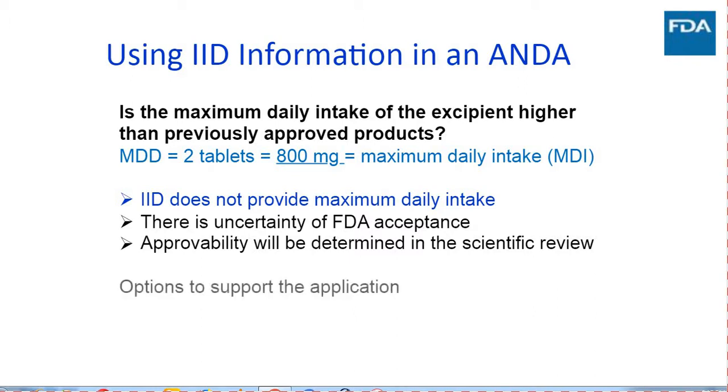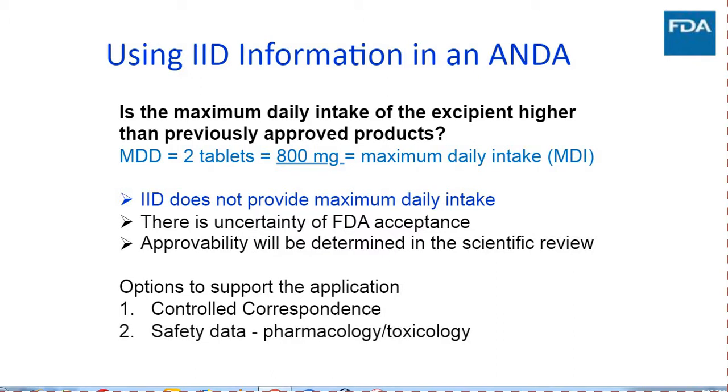So what are some of the options to support your drug application, since you really don't have the ability to know what the MDI is for the previously approved product? First, you can do a controlled correspondence, and this is pretty much what FDA has recommended for most people in the industry who are trying to find out this information, that they should submit a controlled correspondence with your specific level of use and request whether or not a drug has been approved with something higher than that in the past. Next, you could also provide safety data, which would include pharmacology and toxicology data to support the safety of the level of the use that you have, and try to make a safety argument based on that type of safety data.